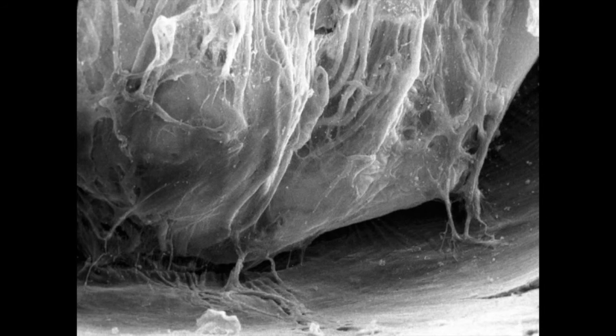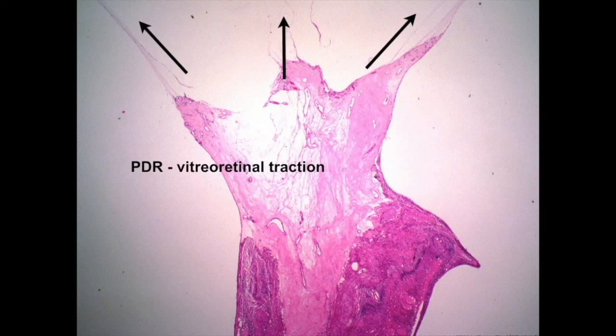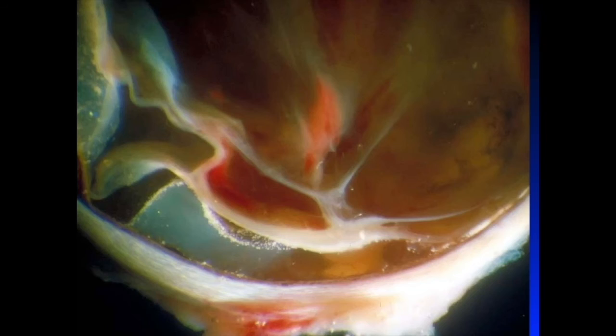This is a scanning micrograph from that case. You can see neovascularization on the scaffold of detached vitreous. Another example here, we see vitreoretinal neovascularization, putting traction on the retina, causing vitreoretinal tractional retinal detachment in PDR.